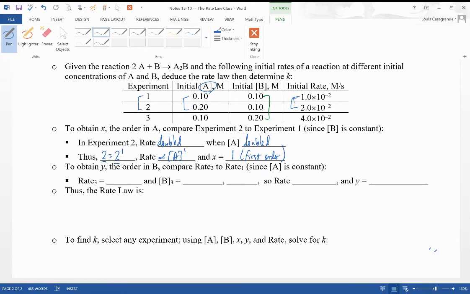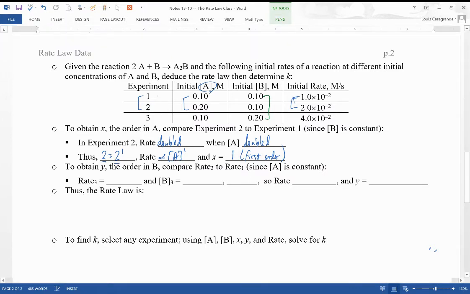To obtain y, which is the exponent for B, we're going to look at experiments 1 and 3. So comparing rate 3 to rate 1, what we can see is that rate 3 is equal to 4 times rate 1. That's another way of thinking about it, 4 times rate 1. So that means that since the concentration of B in reaction 3 is equal to 2 times the concentration of B in reaction 1, we have that 4 is equal to 2 squared. So the rate is proportional to the concentration of B squared. And so y equals 2. And that makes this a second order reaction, or second order reactant.